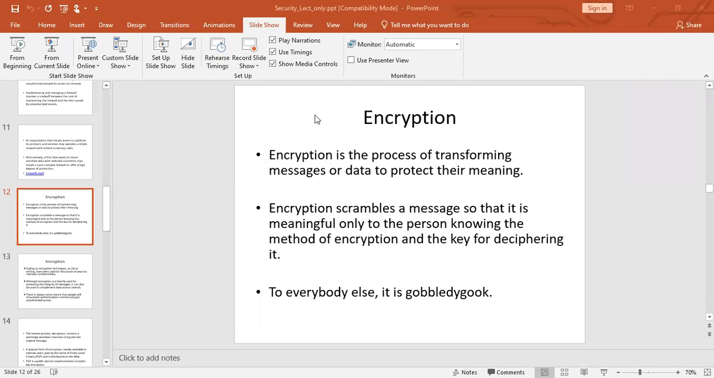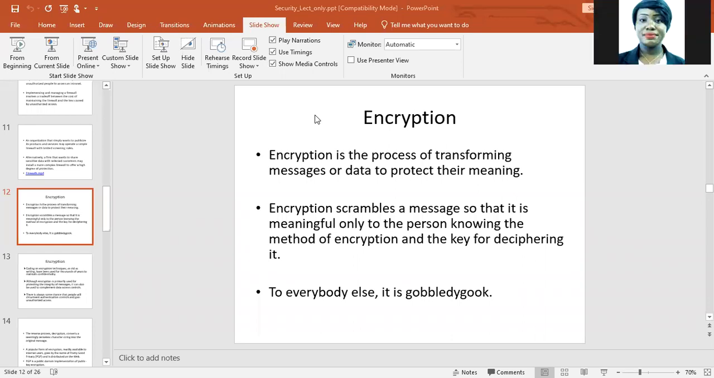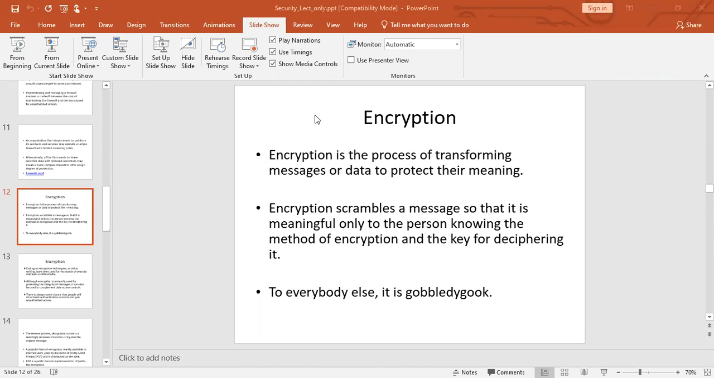You need to be part of the group of people who use the codes or the coded message to be able to understand. And for encryption, you need to have the key to be able to unlock the meaning, unlock the message before you can have the message as it's intended. So once you don't have the key and you come across the information, it will look like some form of gobbledygook to you. But to the person who has the key, it will look meaningful because he'll be able to unlock the message and get the full meaning of the message.